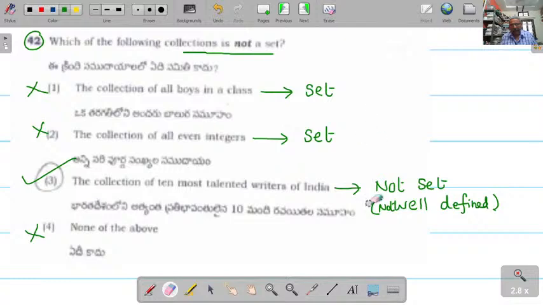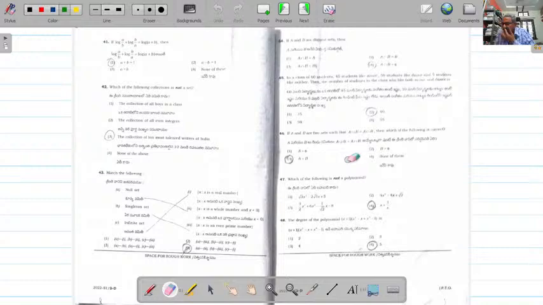Clear? Let us move to 43rd problem. Yes, Narasimhulu, absolutely correct. You are wonderful. So now the 43rd problem is the matching type problem.